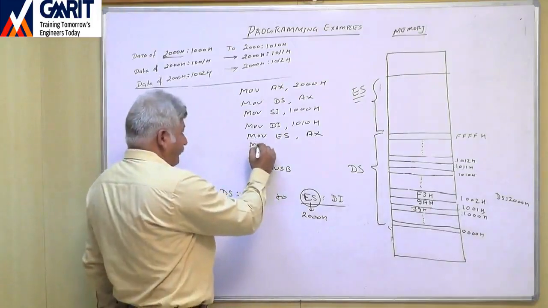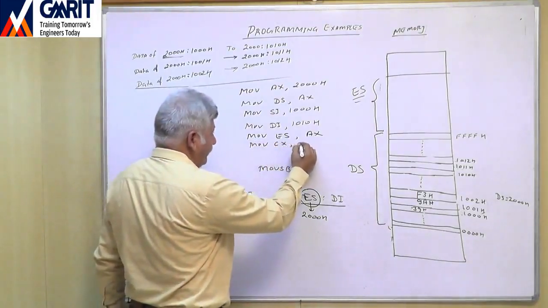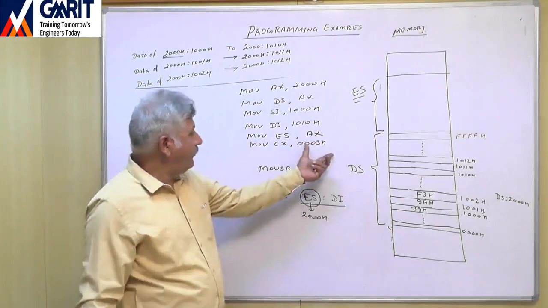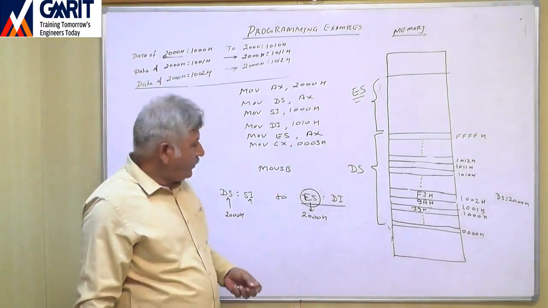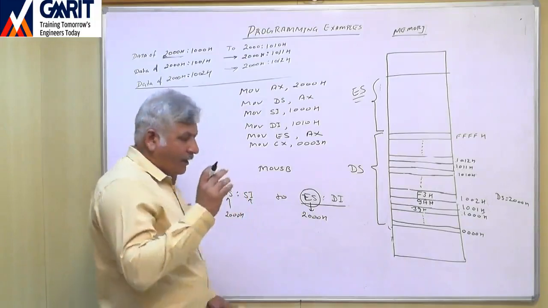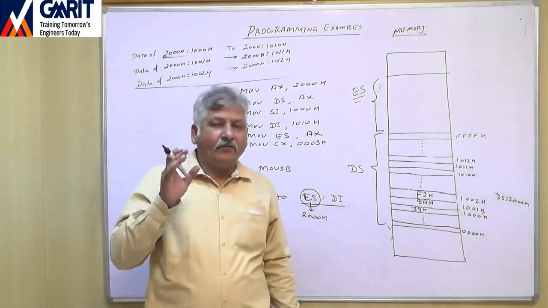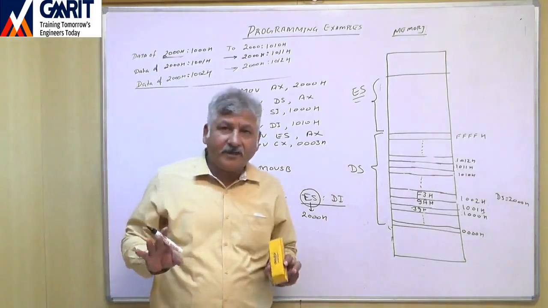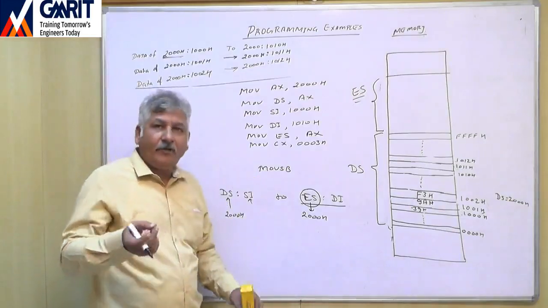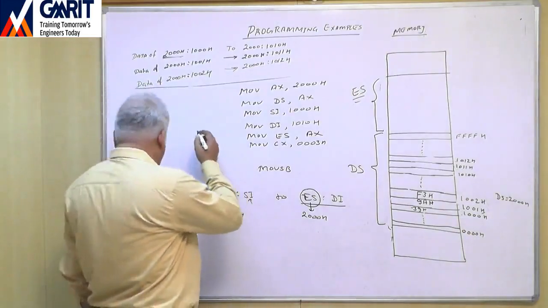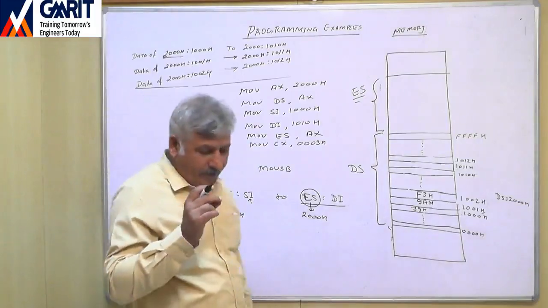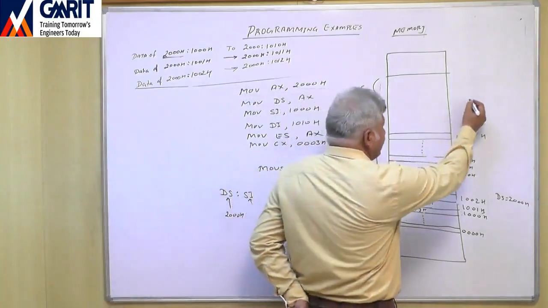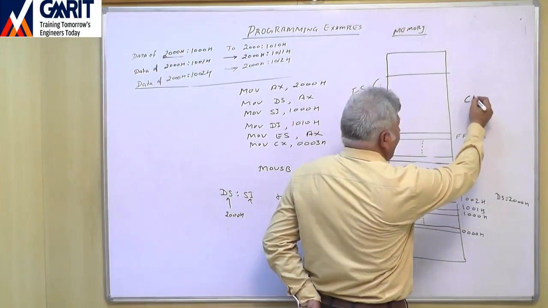Now after this, MOV CX, 0003H. How many bytes we want to transfer? With that we will initialize the counter. Now I will make the direction flag 0. By default its value is 0 when we reset our microprocessor, but we shall not take any chance. With an instruction we will make it 0. There is an instruction which can clear a single bit, and that instruction is CL, right?